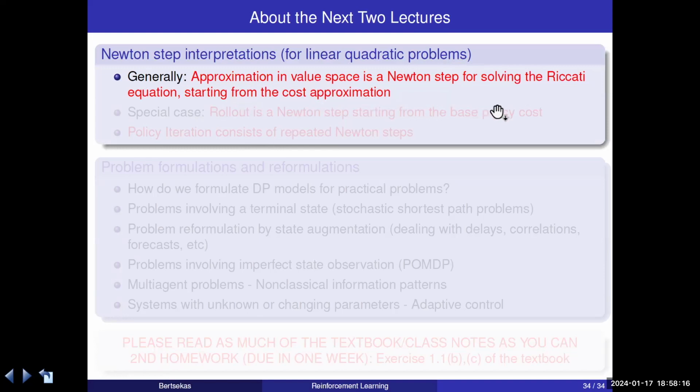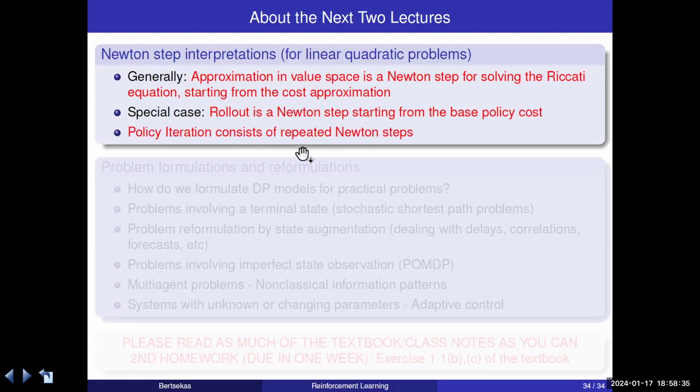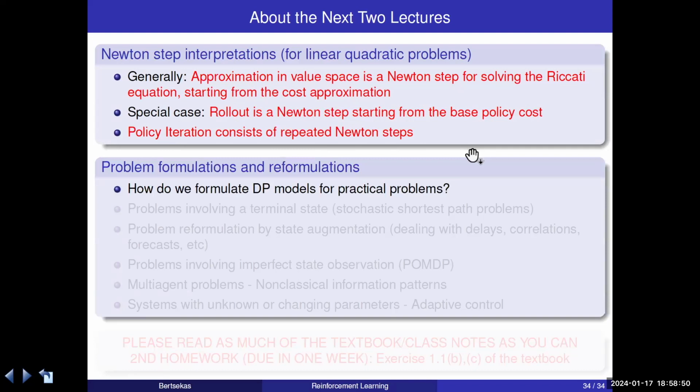The argument that we're going to make is that approximation in value space is a Newton step for solving the Riccati equation, or more generally the Bellman equation, starting from the cost approximation. As a special case, we're going to argue that rollout is a Newton step starting from the cost function of the base policy. And policy iteration is going to be a sequence of repeated rollouts and therefore a sequence of repeated Newton steps. That's going to be our conceptual framework, and we're going to illustrate it visually using linear quadratic problems.